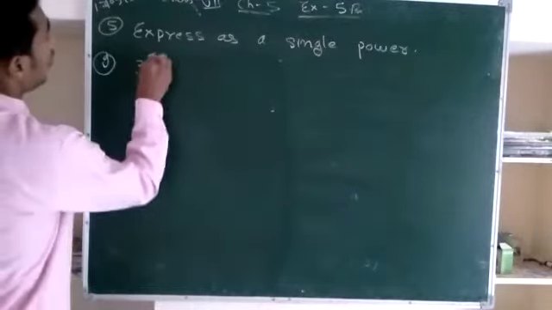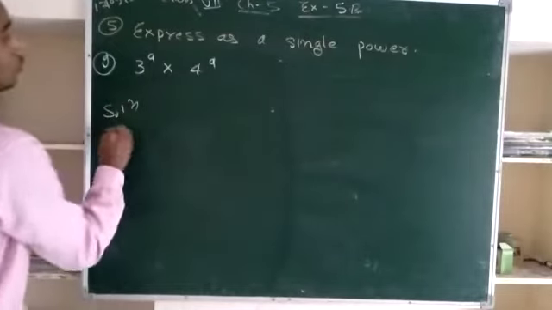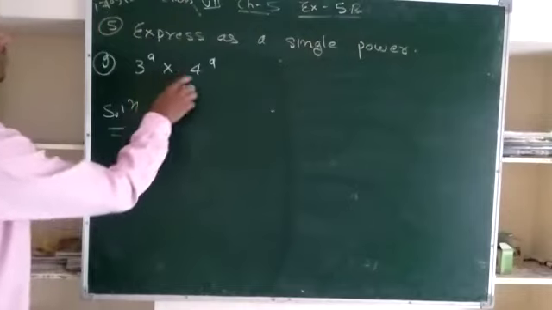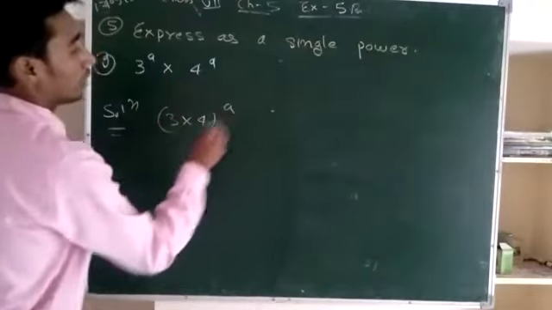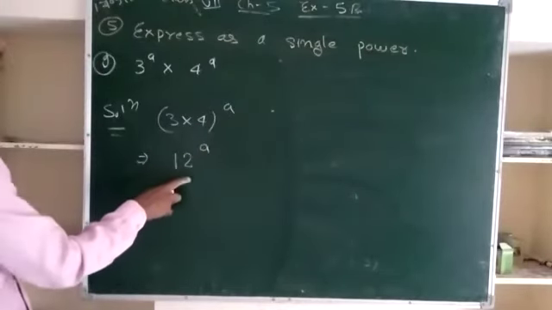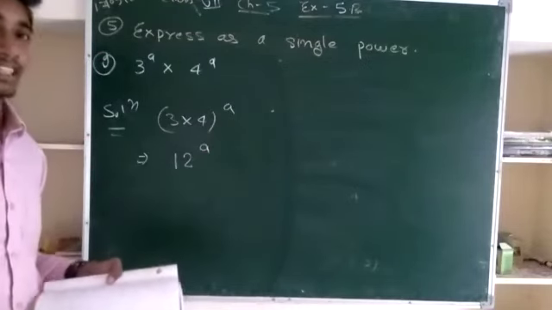3 raised to a into 4 raised to a. So what is here? The power is the same but the base is different. First multiply the bases, 3 multiply 4, and write the power one time. 3 times 4 is 12 raised to a. That is the solution. So now the remaining questions are your homework. Now we will understand question number 6.